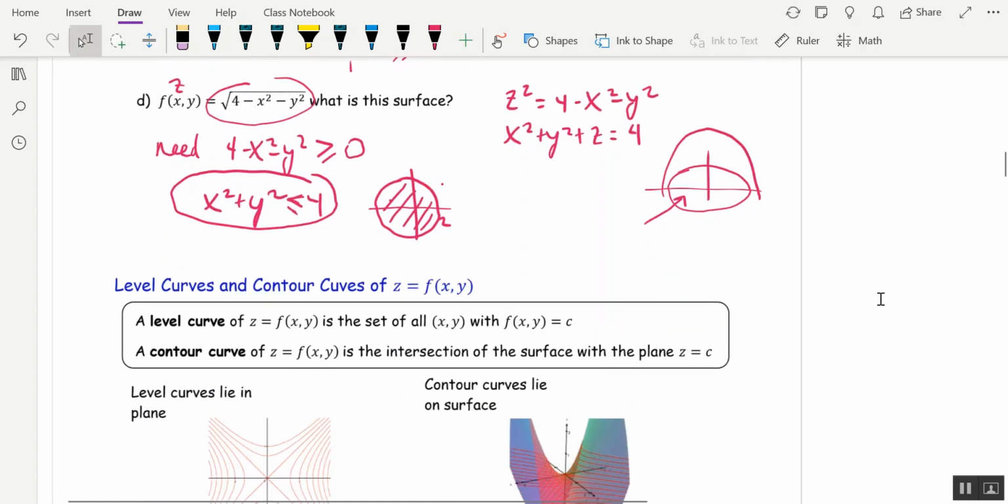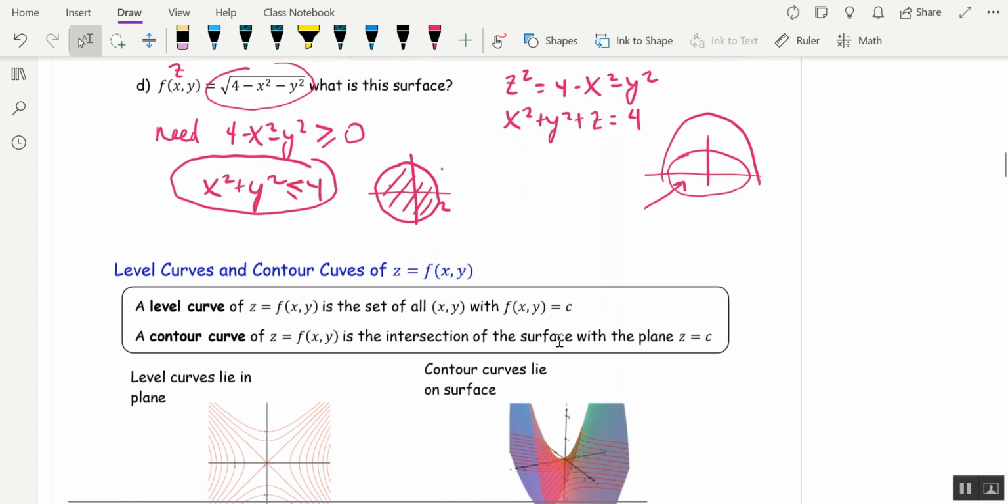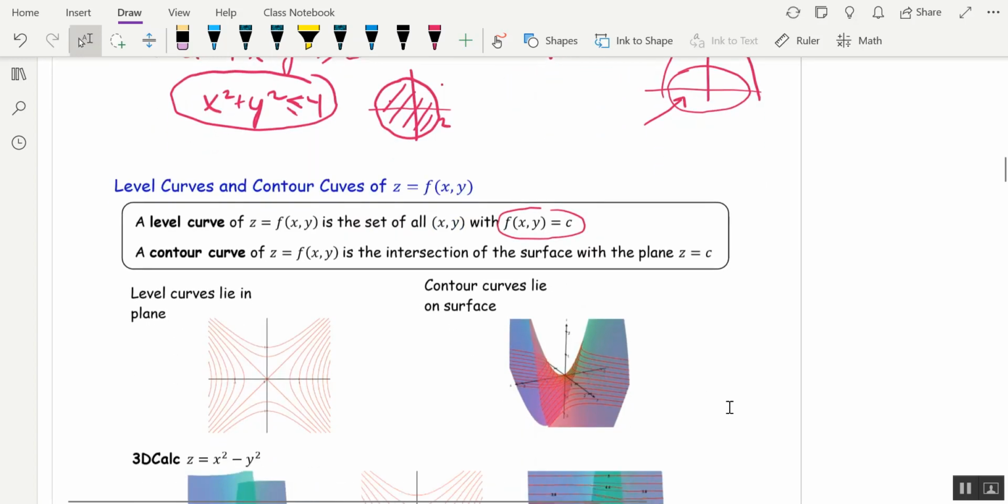Okay, and lastly, let's talk about level curves and contour curves. Level curves are places in the domain where the height of the surface is constant. So to find level curves, you set the function equal to a constant. A contour curve is very similar, but whereas a level curve lies in the domain, a contour curve lies on the surface. So if you look at my picture here, the contour curves are the curves on the surface where the surface has constant height. If you project those curves down into the xy plane, you get the level curves.